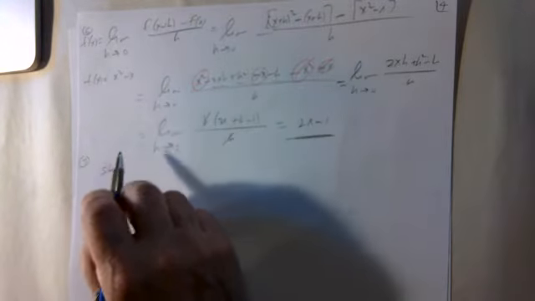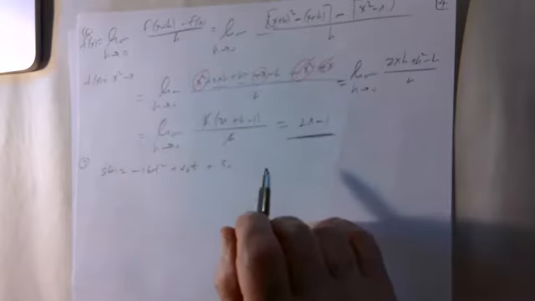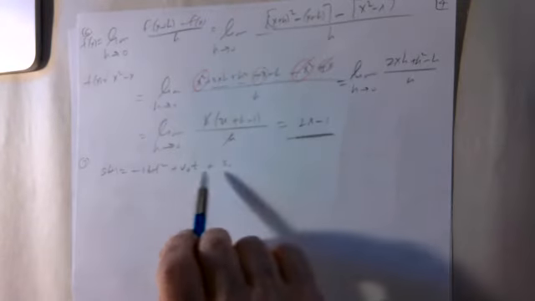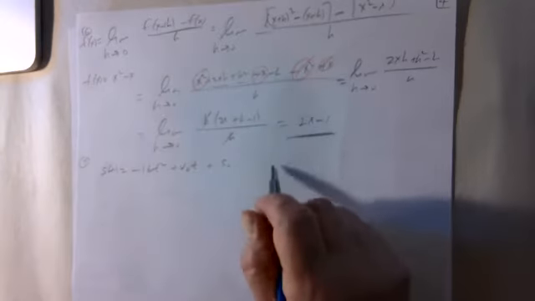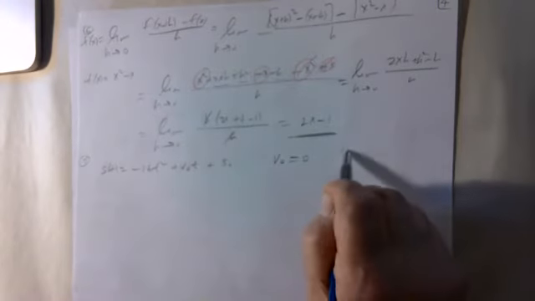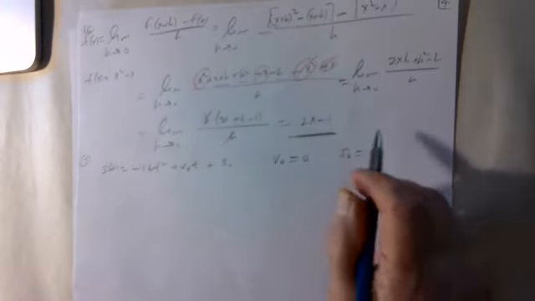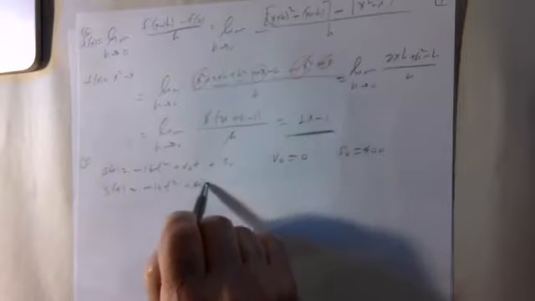Okay, and the last problem, you have the formula for the position of a particle that is free falling only under the influence of gravity, minus 16t squared plus v naught t plus s naught, where v naught is the initial velocity and s naught is the initial position. And we're told that the initial velocity is 0 and the initial position is 400 feet above the ground. So s of t is minus 16t squared plus 400.